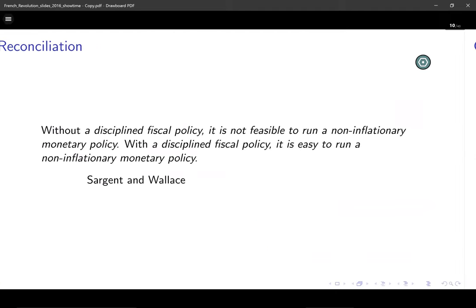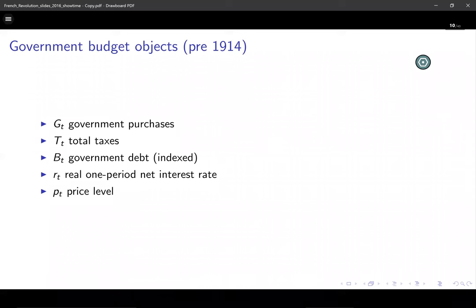So I'm going to have two versions of the government budget constraint. The objects in play are going to be these. These are going to be the players. G is going to be government expenditures, purchases. They're not going to include interest payments.